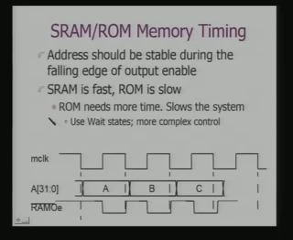So, address should be stable during the falling edge of output enable. The SRAM is fast, but ROM is slow, and ROM needs more time. It slows the system. So, what we are trying to say is that the access time for the ROM is slow. Now, that provision we have not shown, how to take care of the slow access time of the ROM. The whole thing needs to be modified to take care of it. So, the obvious thing is to use wait states. That means, when you are using a ROM access, you have to use the wait signal so that the system can wait.